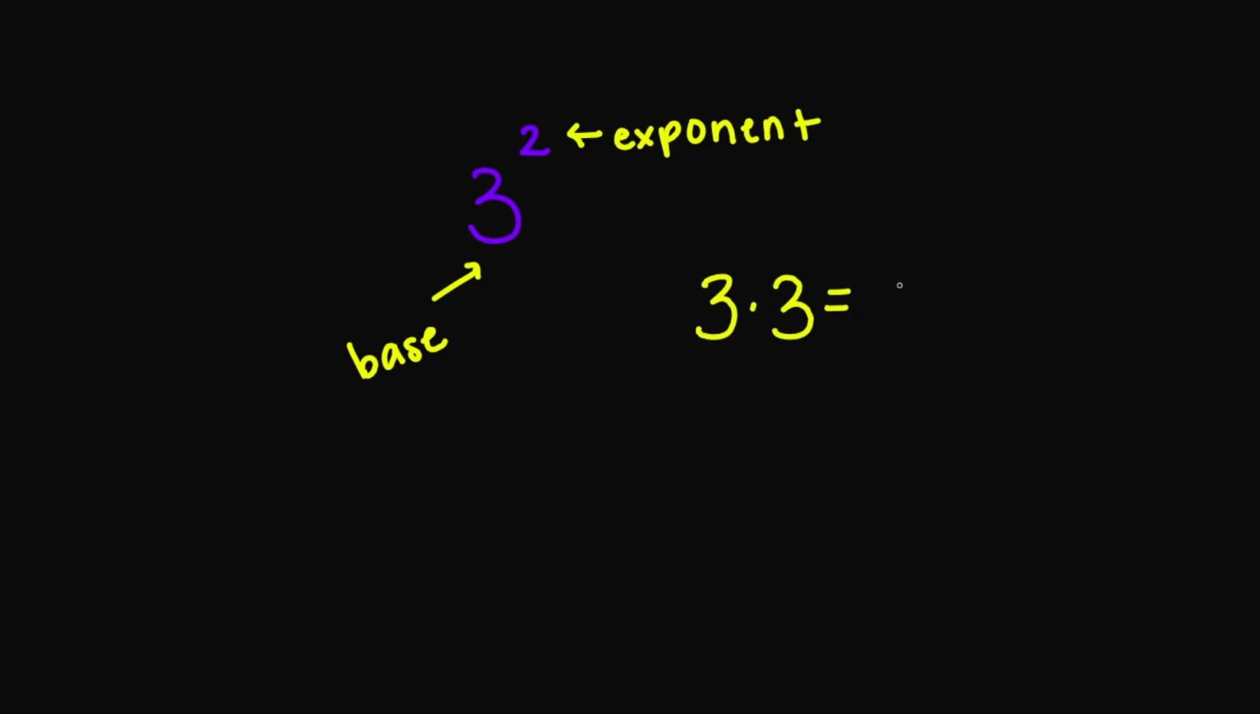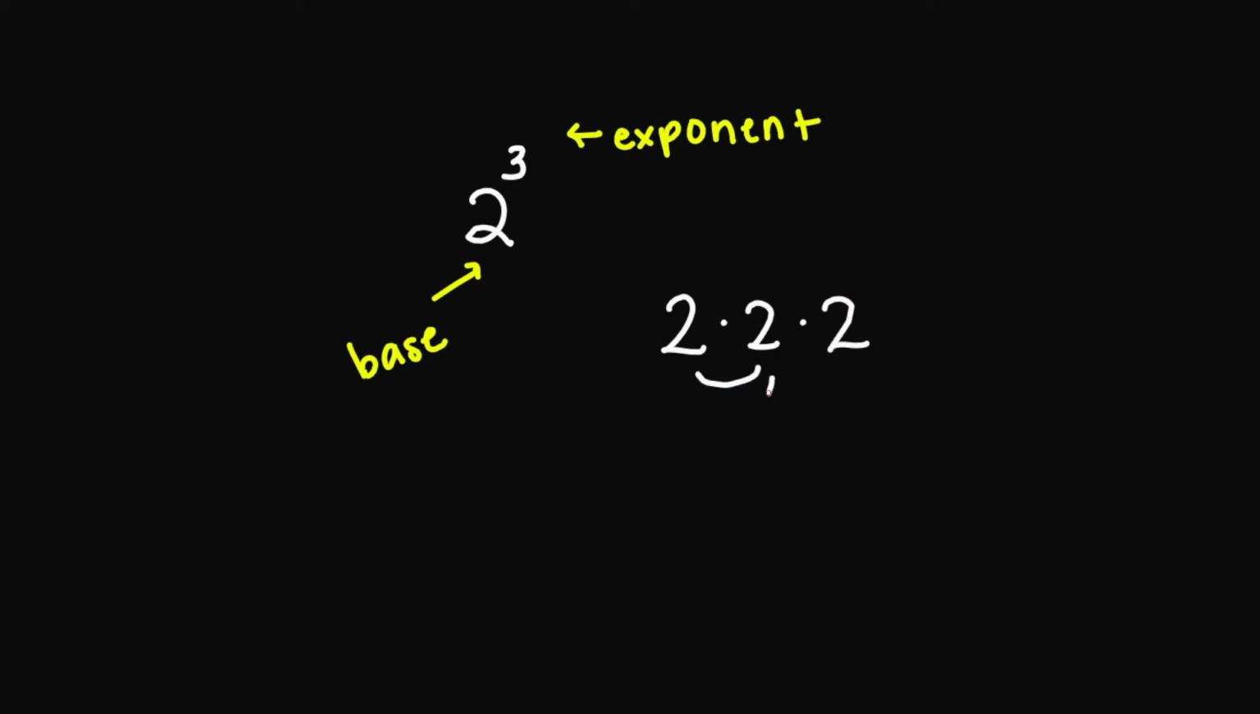What if you had 3 to the 2nd power? In this example, 3 is your base and 2 is your exponent. And 3 to the 2nd power just means 3 times 3, which equals 9. What about 2 to the power of 3? Your 2 is your base and 3 is your exponent. So this means 2 times 2 times 2. 2 times 2 is 4, and then 4 times 2 is 8. So 2 to the 3rd power equals 8.